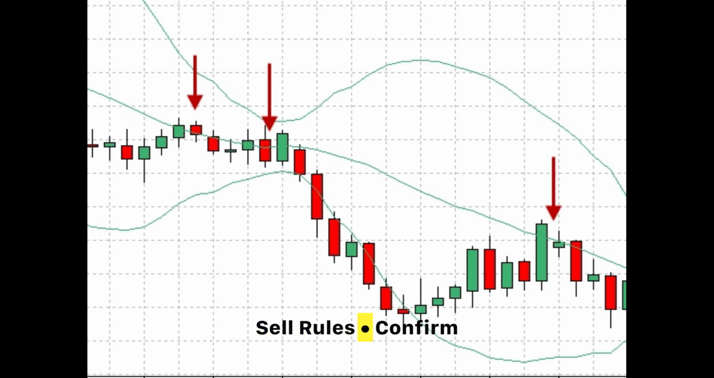Sell rules. Confirm a downtrend or bearish breakout, price below the middle band. Wait for price to retrace toward the upper band. Spot a bearish rejection candle at the upper band, like a pin bar or bearish engulfing. Enter sell when the next candle confirms downside pressure.